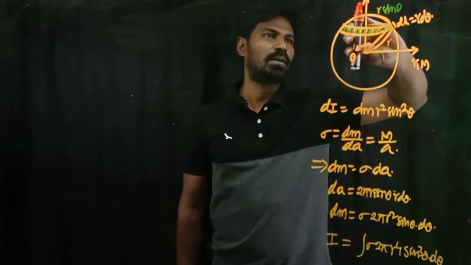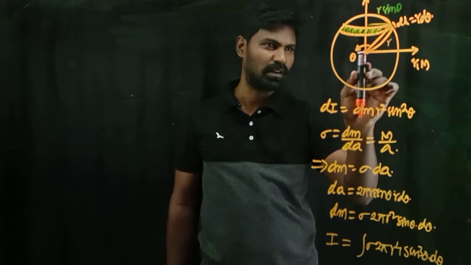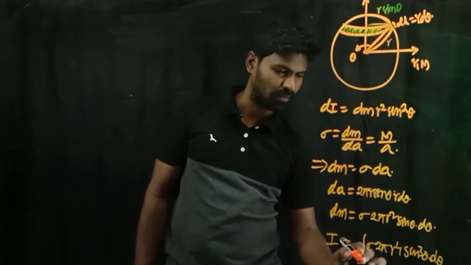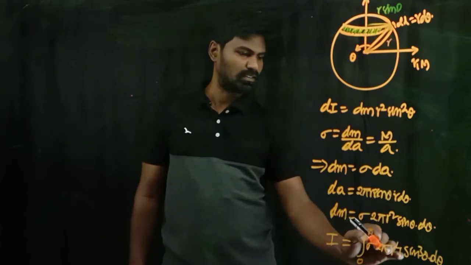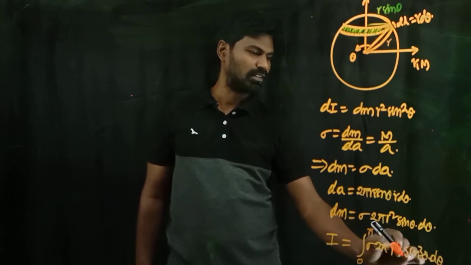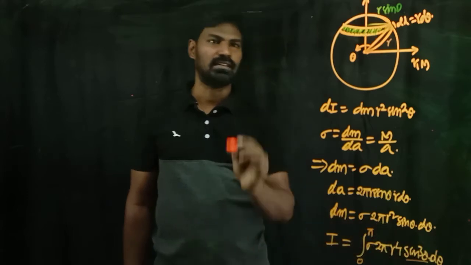Am I right? So for this purpose, the value of theta should keep on changing from 0 to, by the time it is flipped down, it will become 180. So the limit of integration will be 0 to pi. In this, sigma is constant, 2 pi is constant, r power 4 is also constant, because I should integrate with respect to theta only. So now I am showing you how to calculate this integration.